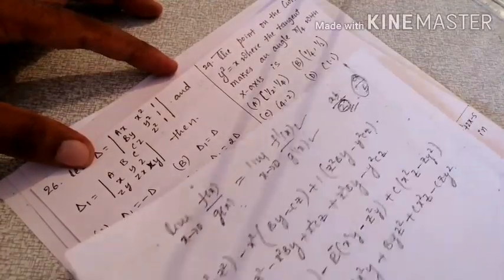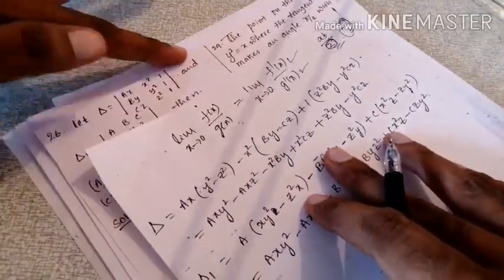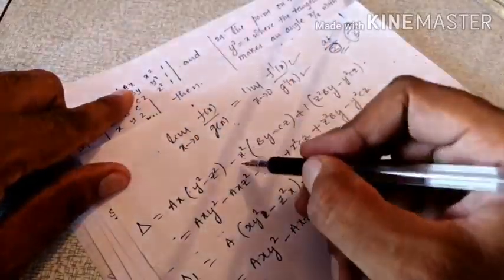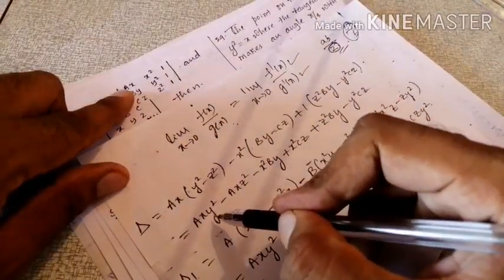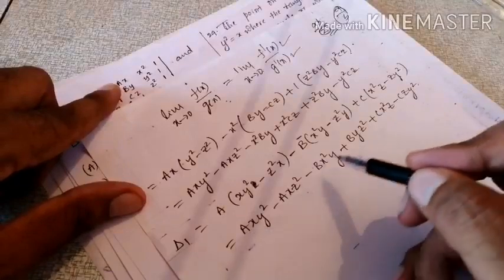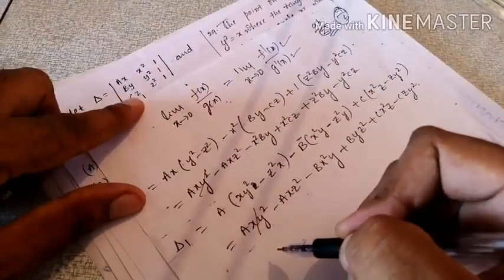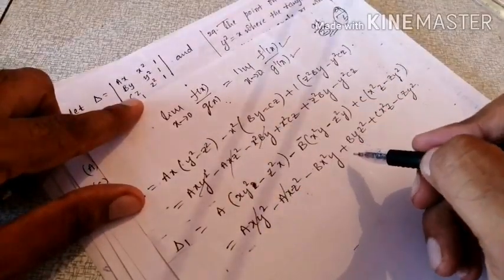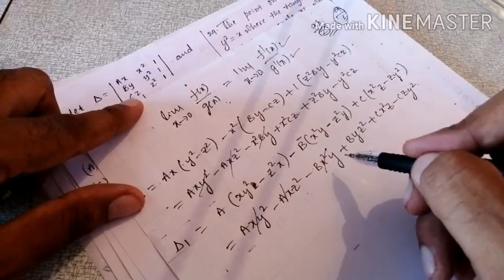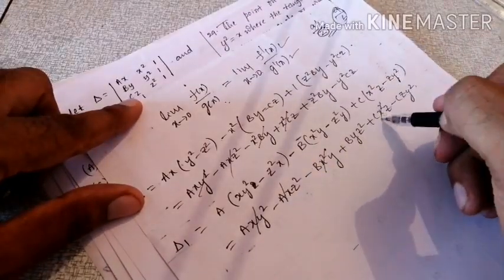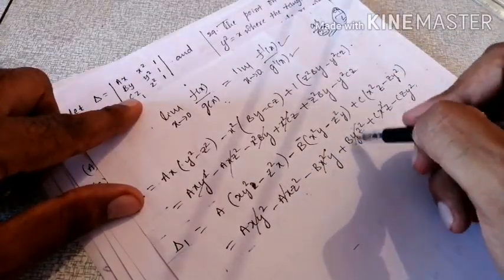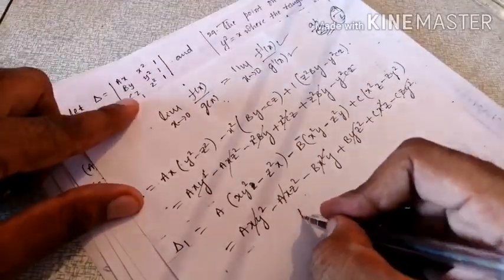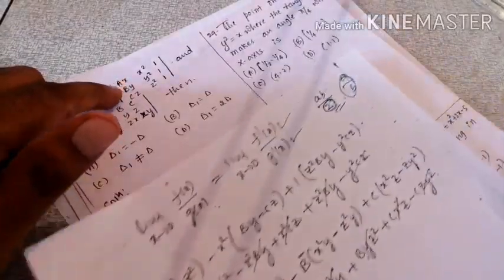Look here, I expanded. First, look at the first term, ax into, we leave that row and column, a square minus z square. After expanding, I got delta with this value and delta 1 with this value. The same terms are there: x square by, minus x square by, x square cz, z square by, y square cz, and so on. Which means delta is equal to delta 1. The meaning of that, both are equal.